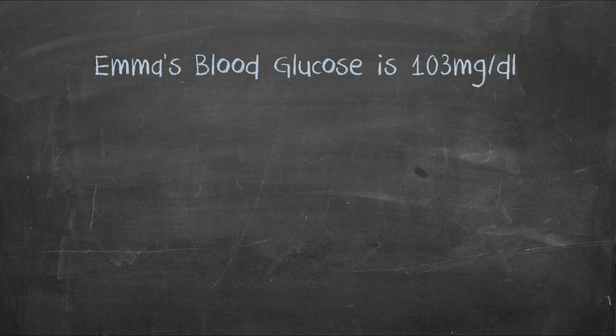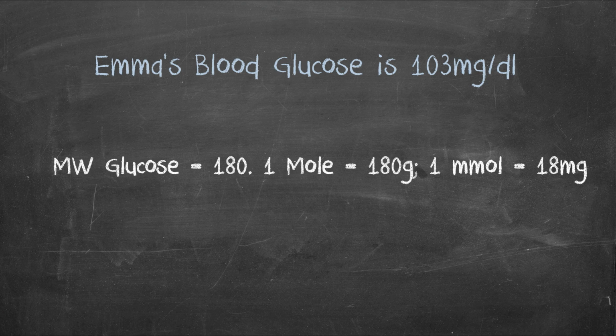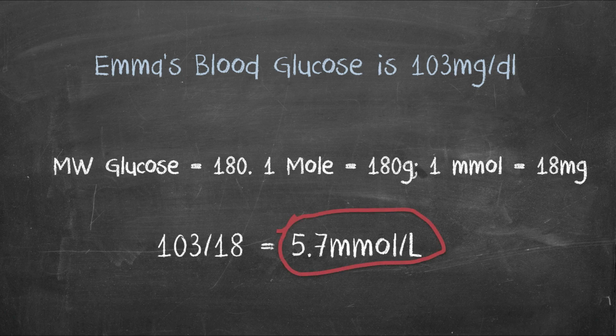Emma's blood glucose is 103 milligrams per deciliter. The molecular mass of glucose is 180. 1 mole is 180 grams. 1 millimole is 18 milligrams. 103 divided by 18 is 5.7 millimoles per liter. So this is easy peasy.